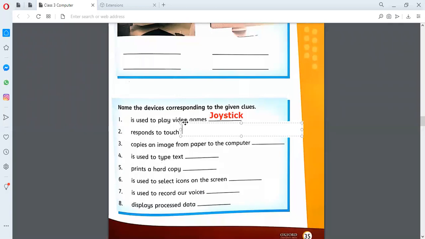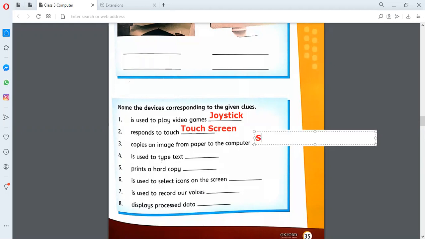Dash responds to the touch. It's a touch screen, because whenever we touch that screen, it gives us a response. Copies an image from a paper to the computer. It's a scanner. And dash is used to type text. Now from 4 we are going to start. Let's see what is the answer for question number 4.